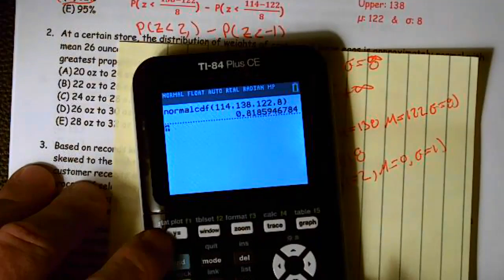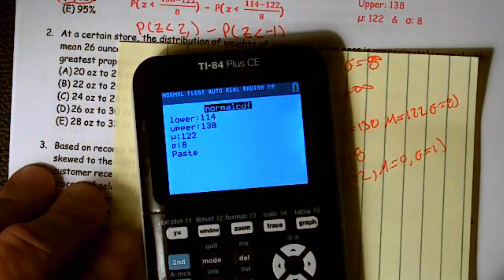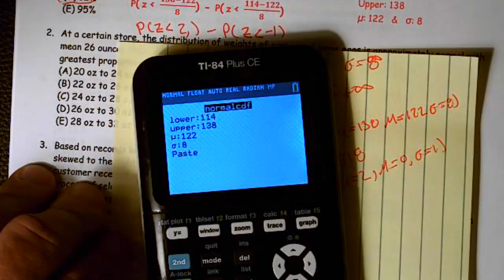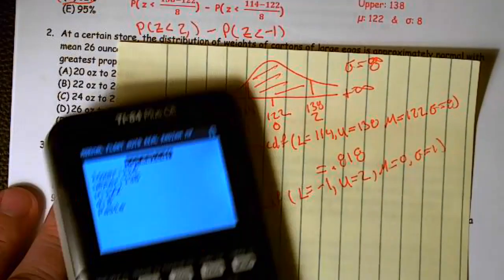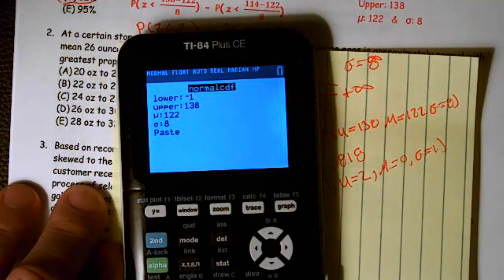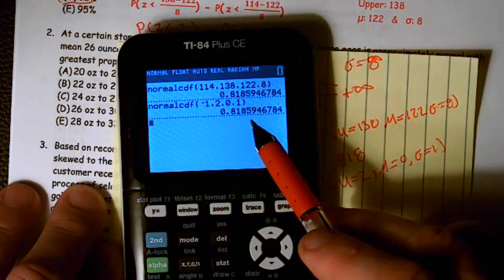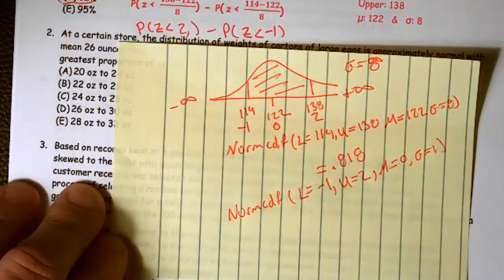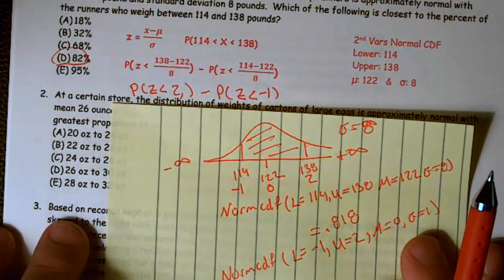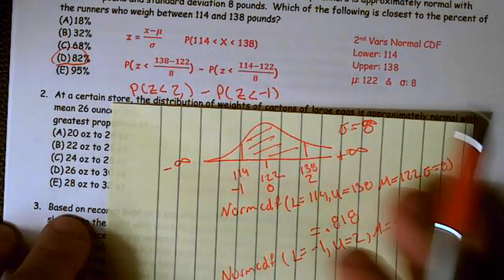So second vars, normal CDF, lower in this case would be -1, upper is 2, all Z-scores 0 and 1. There we get 0.818. All right, so that takes care of number 1. Kind of a lot of writing on that one, so I'll leave it there for just a half a moment. You probably need to pause so you can get that copied. All right, here we go.